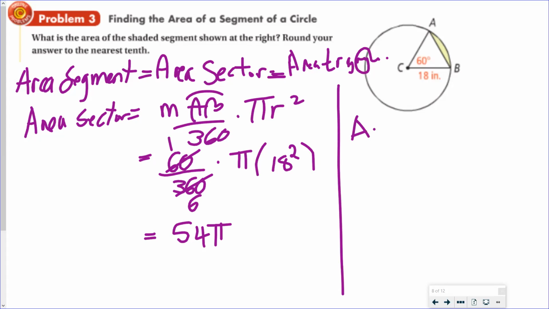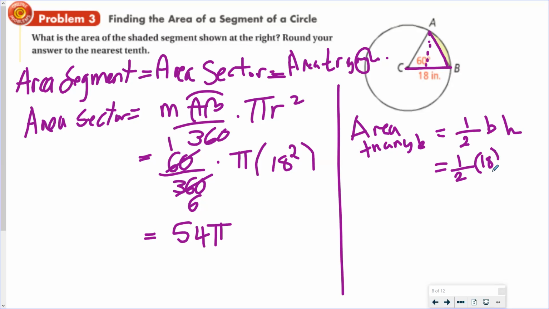All of us know that if you want to find the area of a triangle, I need half the base times the height. Look at this triangle here. Where's the base of the triangle? 18. Let's imagine it as 18. Now, I need to find the height of the triangle. What is the height of the triangle? Is it known here? No.